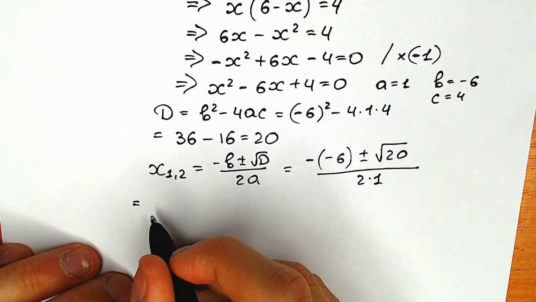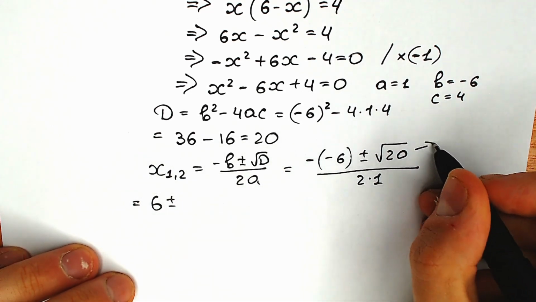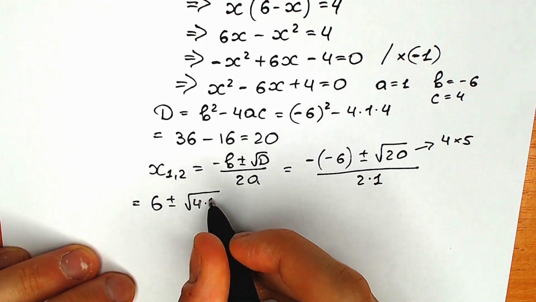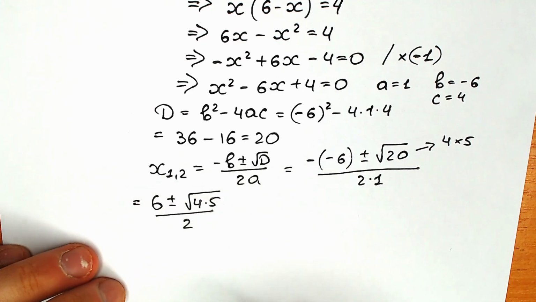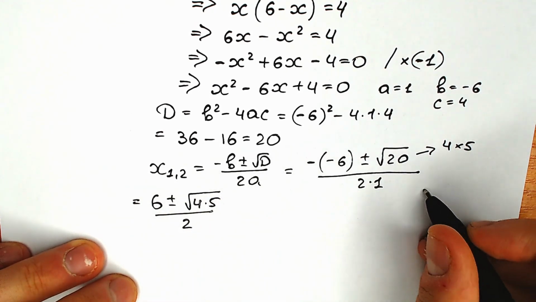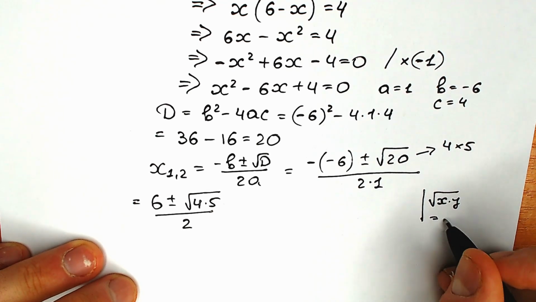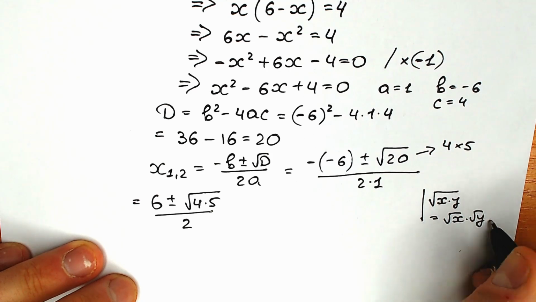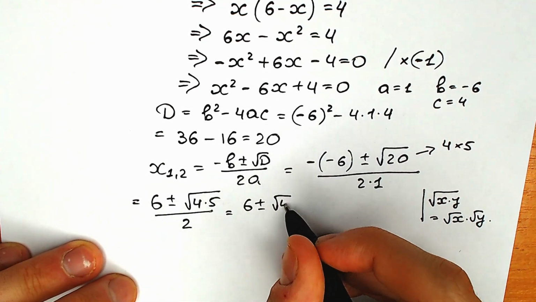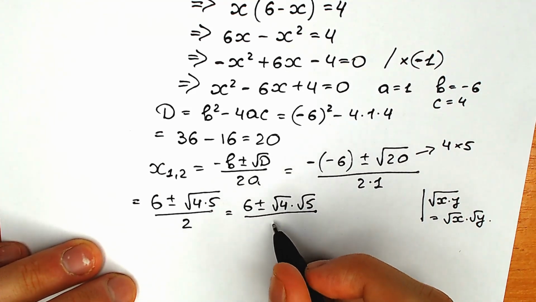First of all, we have 6 plus minus square root of 20. We can easily split this 20 as a product, 4 times 5. So square root of 4 times 5, divided by 2. This is a quick rule: when we have a square root of x times y, we can easily write it as square root of x times square root of y. So we have 6 plus minus square root of 4 times square root of 5, and we divide the whole thing by 2.